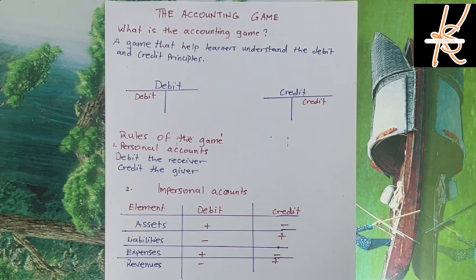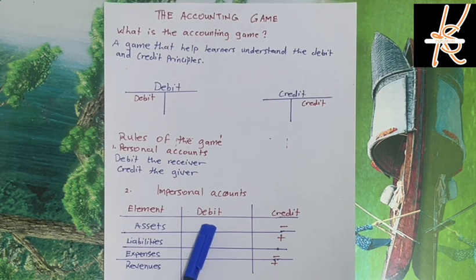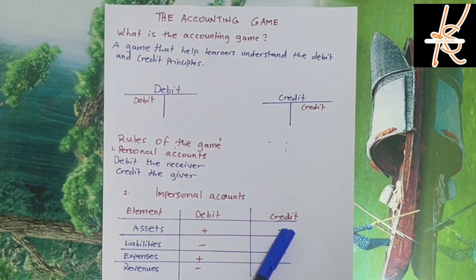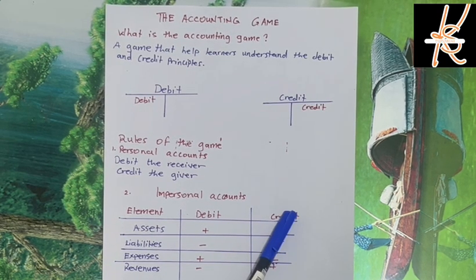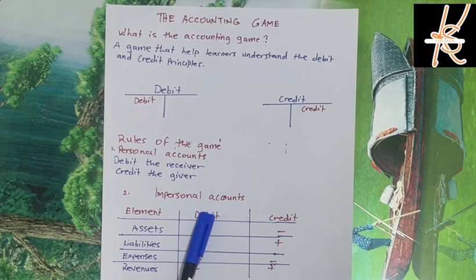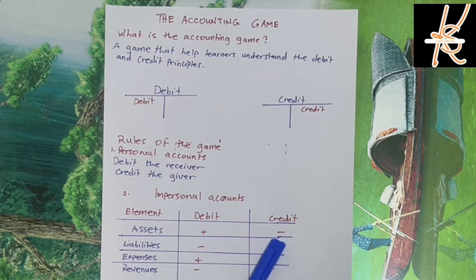Okay. So now to the impersonal account. For the impersonal account, we use the increase and the decrease to know whether we are debiting or crediting. Whenever an asset increases, that's the plus, we debit it. Whenever an asset decreases, that's a minus, we credit it. Whenever liability decreases, minus, we debit it. Whenever liability increases, we credit it.